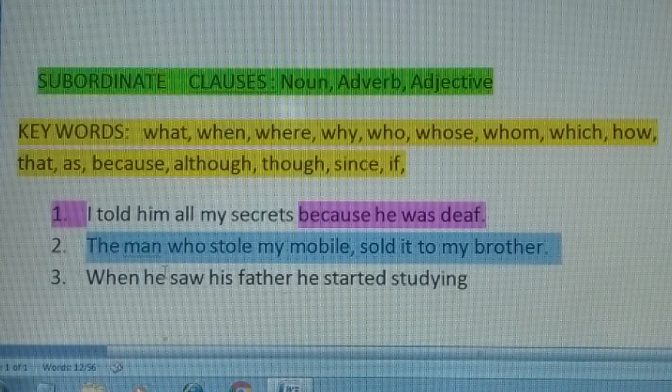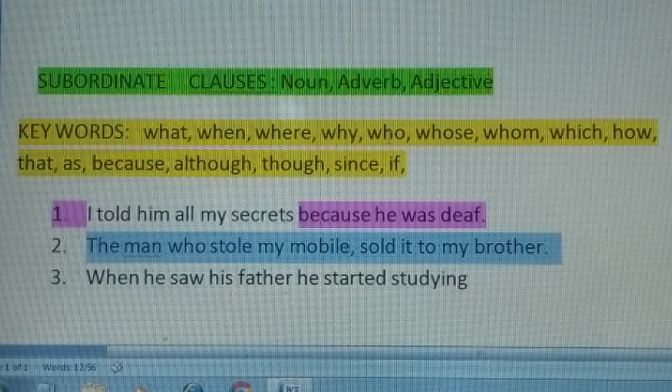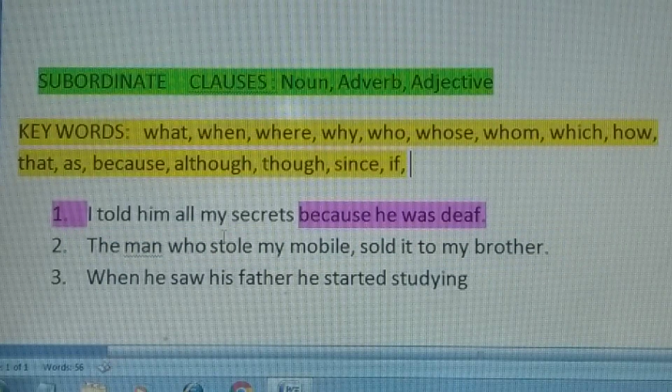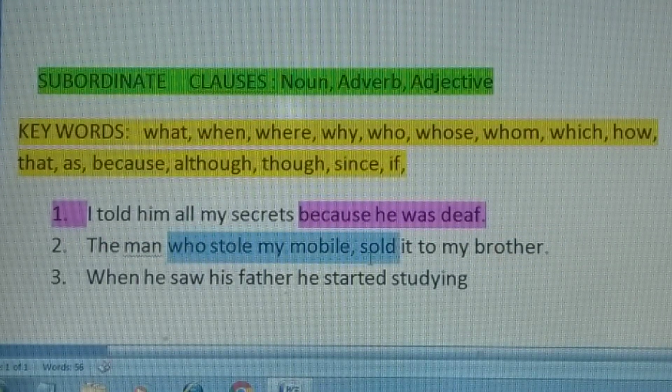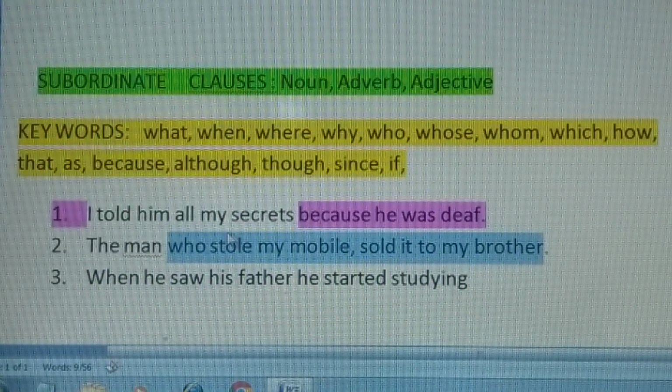The man who... where is who? Okay, this is who. Naturally, this means the subordinate clause starts here. But if I do it like this, that will be a mistake. Why? Because the main clause has to be a meaningful sentence.